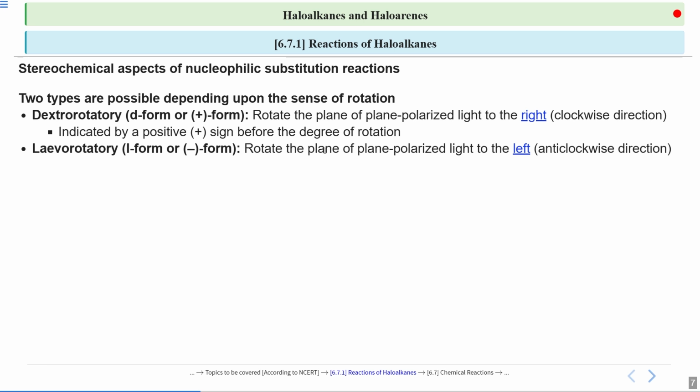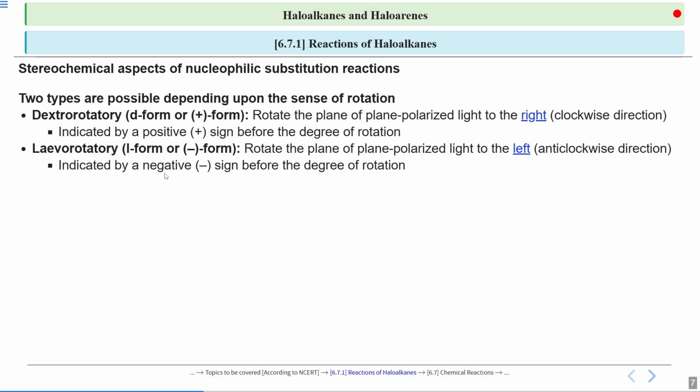Levorotatory compounds are the ones which rotate the plane of plane polarized light to the left direction, that means anti-clockwise direction. Anti-clockwise means opposite to the direction in which a clock moves. That means from 12 you go to 11, then 10 o'clock, and then 9 o'clock. That is the anti-clockwise direction. So levorotatory compounds are the ones that rotate the plane into the left direction.